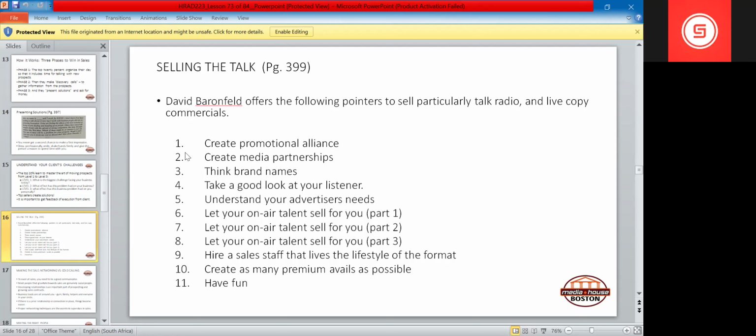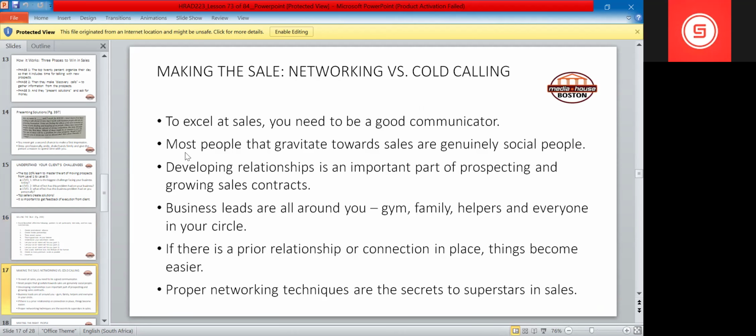Okay. Anyway, number 9, hire sales staff that lives the lifestyle of your format, so that they know the product really well, they live it, they breathe it, and so they can obviously deliver that and communicate that to whoever it is that they meet as a potential client, right? Number 10 is create as many premium avails as possible. So obviously deals, right. And then it goes without saying, but also take it with a pinch of salt, is have fun at the end of the day.